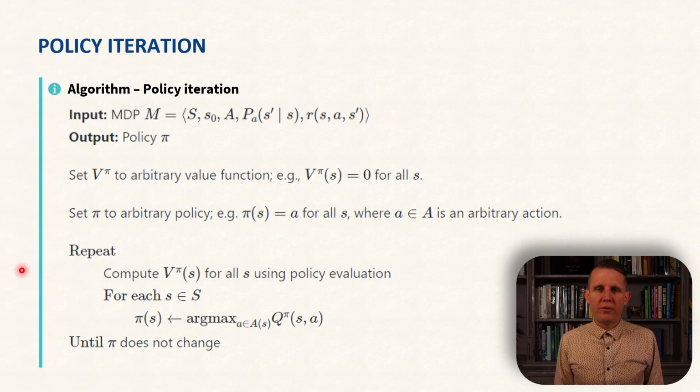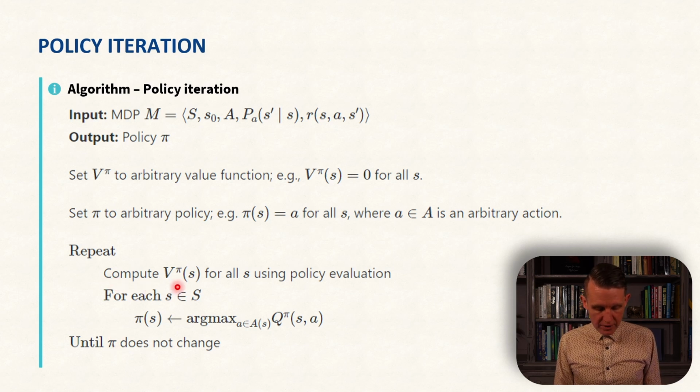Now that we've defined policy evaluation and policy improvement, we can easily define policy iteration. Here in the slide we have an algorithm for policy iteration that takes an MDP and outputs a policy directly rather than a value function. The way it does this is to first create a value function that's arbitrary, as we do in value iteration, and create a policy that's arbitrary, where for every possible state we just assign some arbitrary action A. As with value iteration, the initial values of these don't affect the final result. What we do in policy iteration is we repeat the following steps until our policy stops changing.